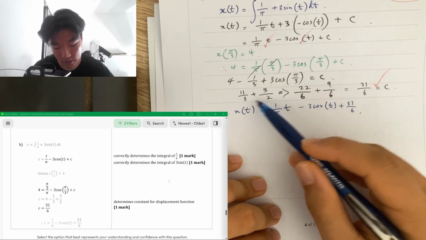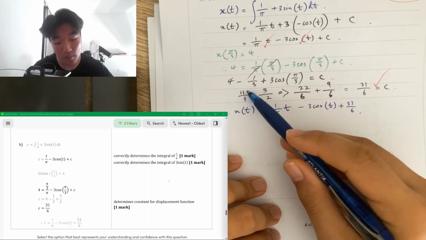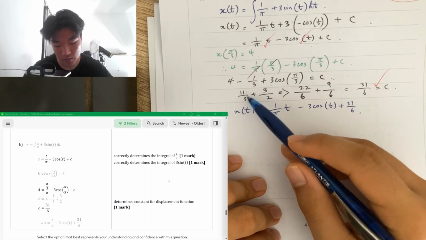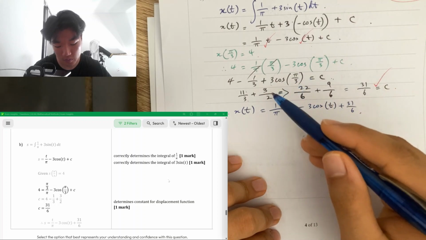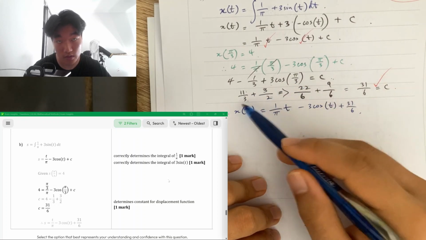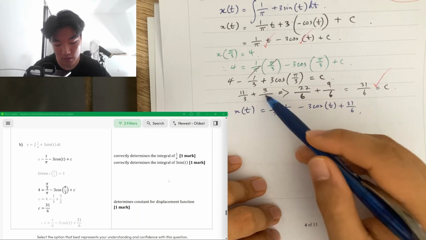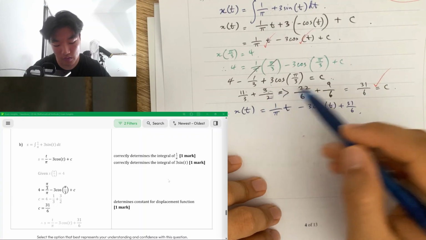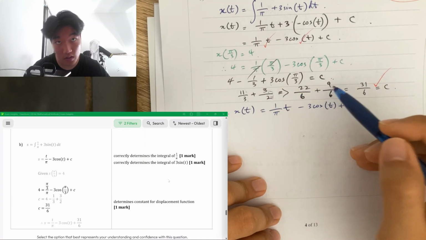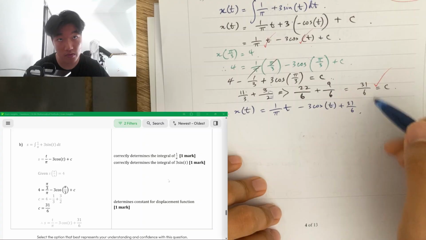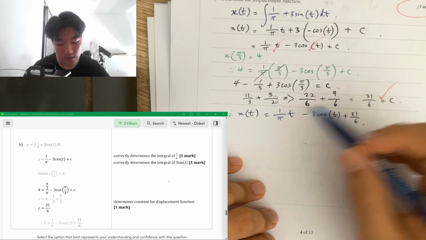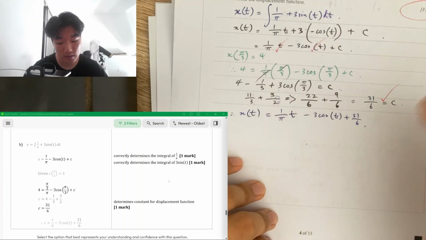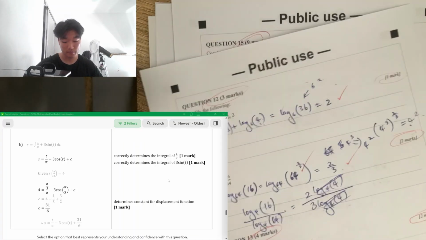And then we get a common denominator, so we multiply the top of this by 2 because we're trying to get 6 as a common denominator. It's the lowest common multiple between these two denominators. It's just multiplying them together. Then we're tripling this, so it becomes 9. So 22 plus 9 is 31. That's 31 over 6 as c. And that's our last mark. And then we can express it as the entire displacement function.